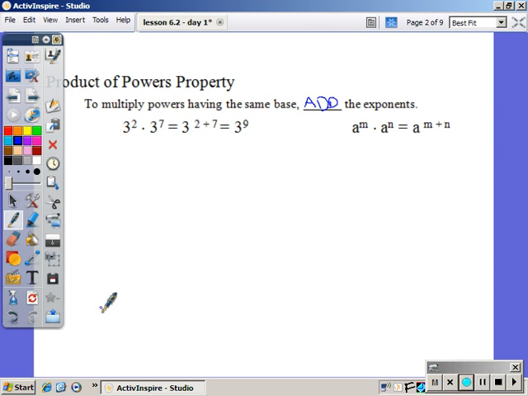In general, that's what our property tells us. A to the m times a to the n, my bases are the same, therefore I can add those exponents, a to the m plus n. Again, the 2 keys there: it is multiplying, and the bases are the same. Keep the base the same, add those exponents together.